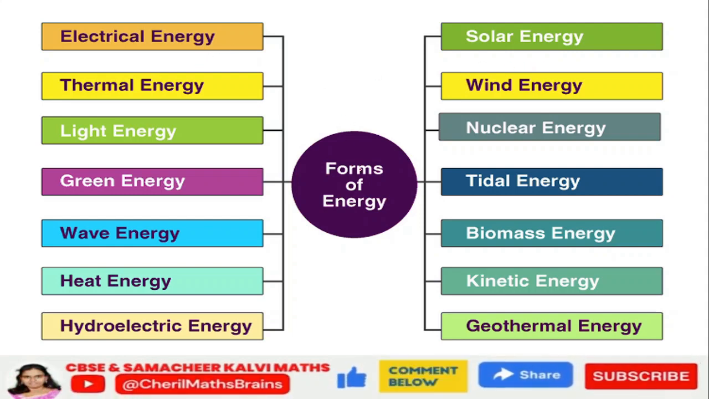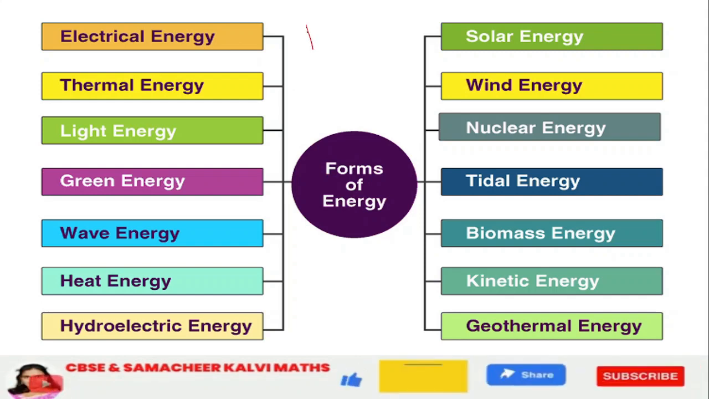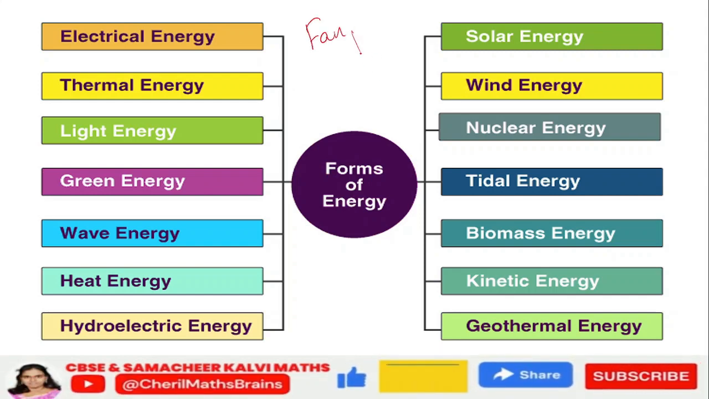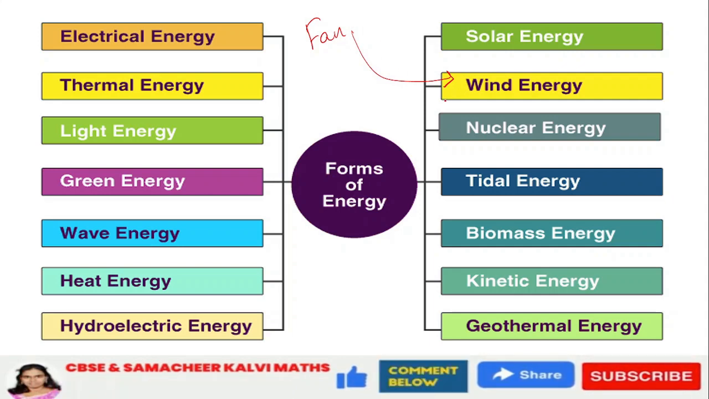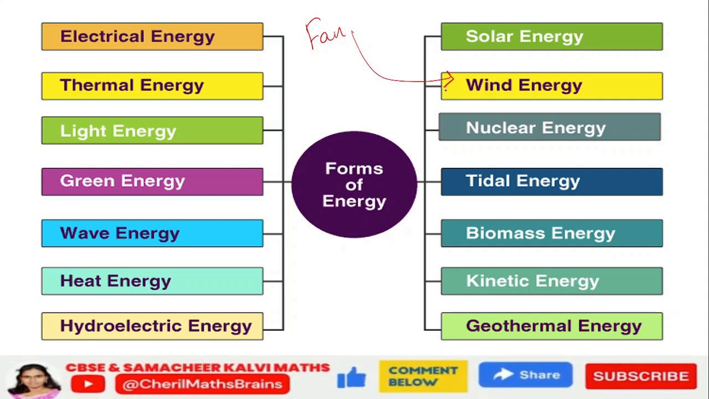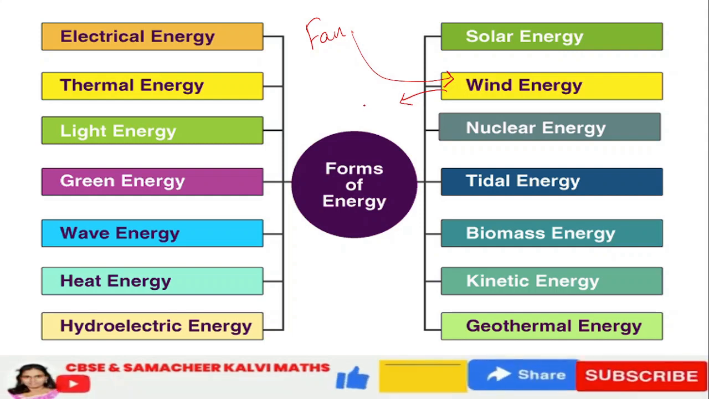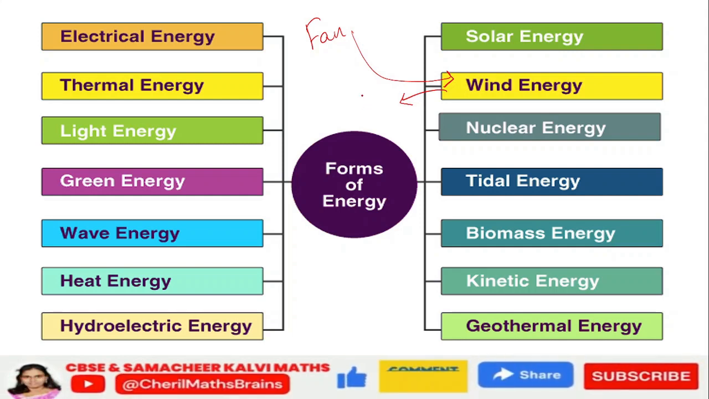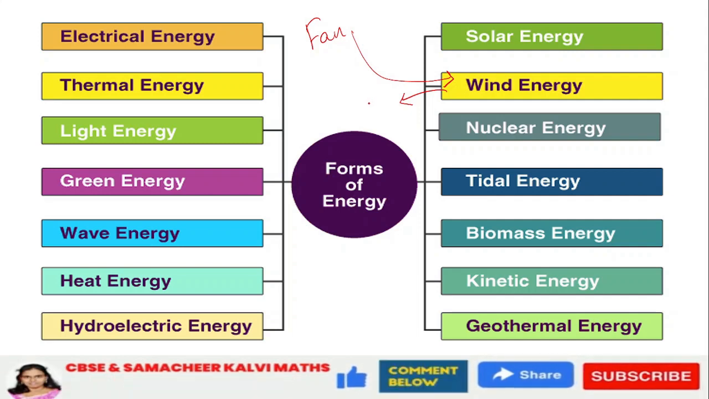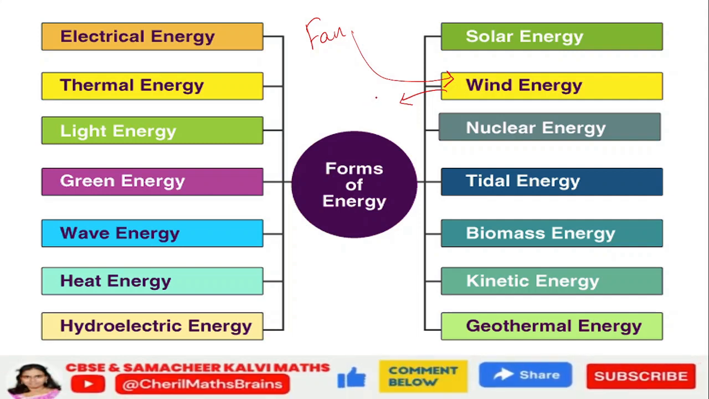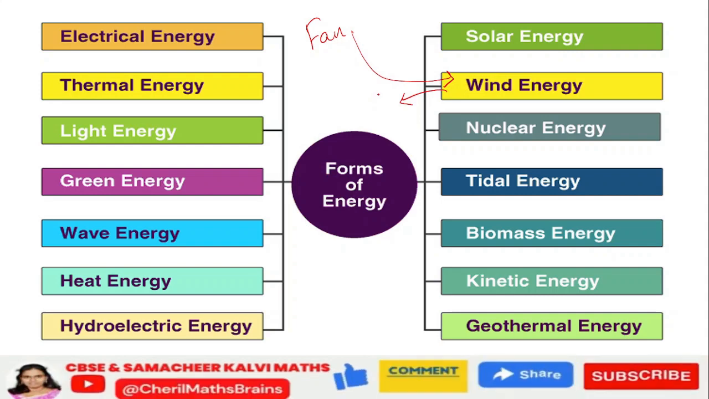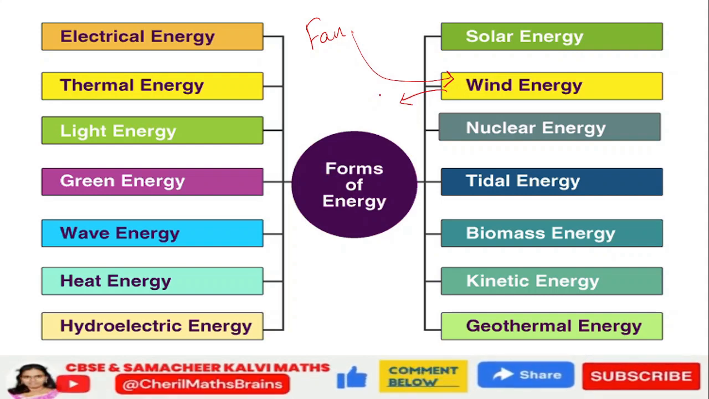All these are different types of energy. If you look at a fan, you have wind energy. Does it have only wind energy? No. Before it got the wind energy, you had the current. So from where did you get the current? From a thermal power plant, or from a nuclear power plant, or from tidal energy, some kind of energy. That's coming as wind energy.